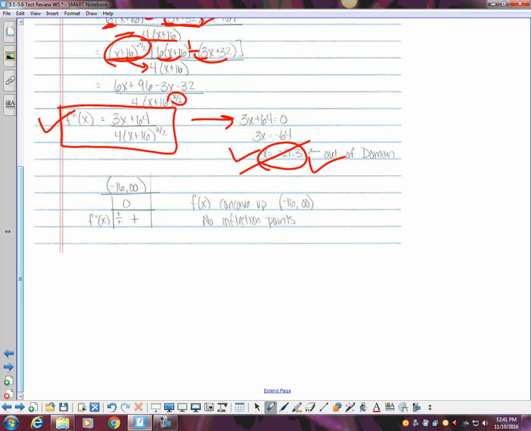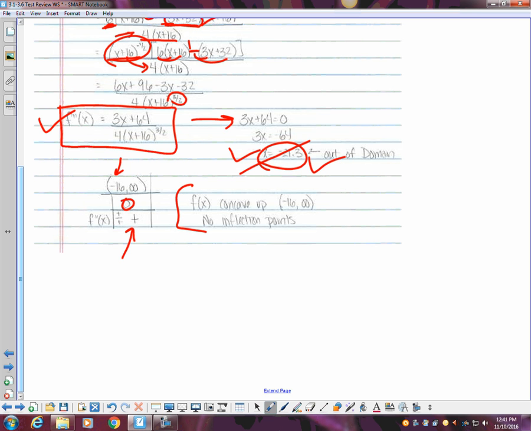So the only critical value I have for this function is the endpoint of my domain. And so I plug in a 0 because that's the nicest, roundest number in there. And it's positive so that I know that we are concave up for the whole life of this graph, which means he has no inflection points.